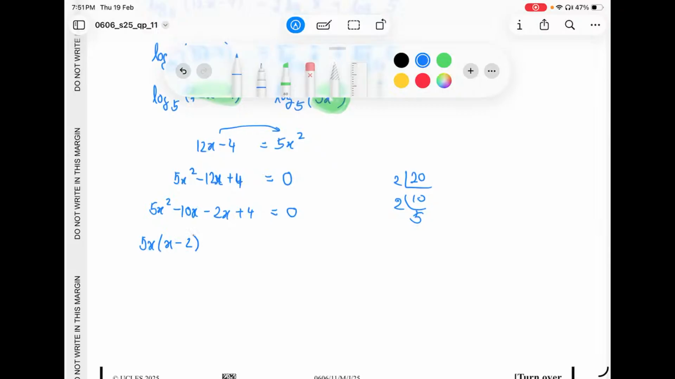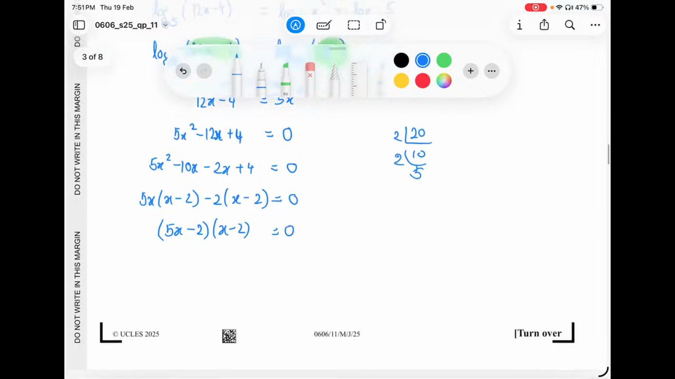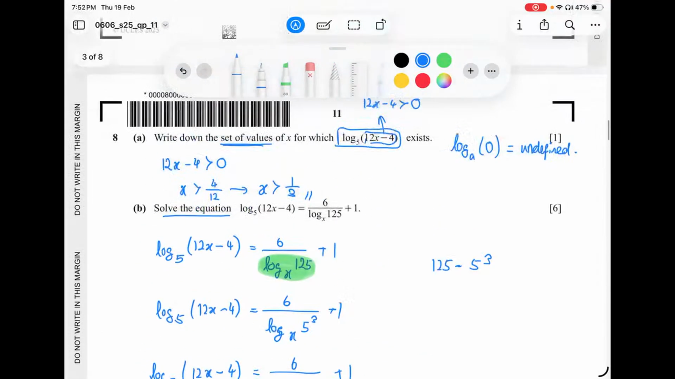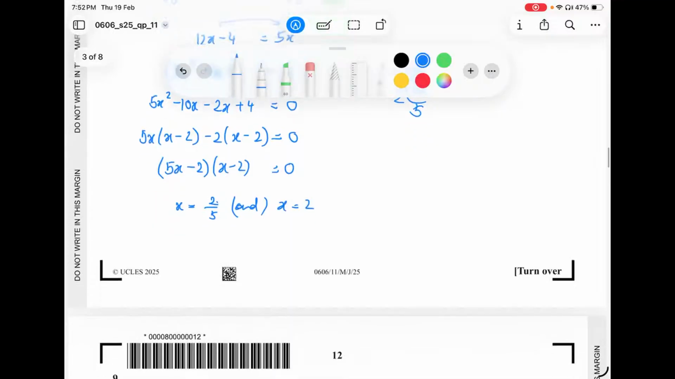5x times x minus 2, minus 2 will also give you x minus 2. So your factorized form will be 5x minus 2 times x minus 2 equals 0. And now what we have here is x is equal to 2 over 5 and x is equal to 2. So those are the two values of x we found. Hope you got it.